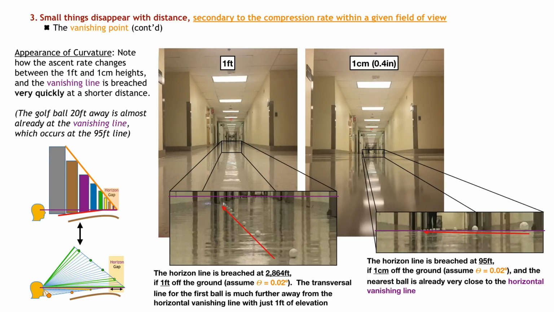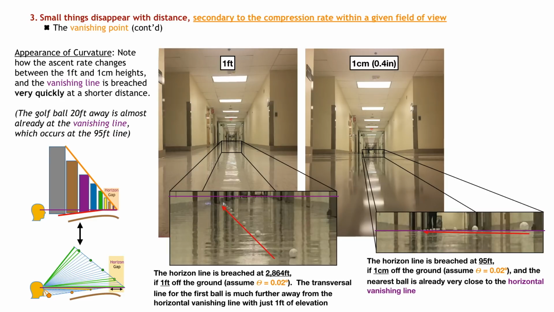So again, the golf ball is 20 feet away, it's almost already at that vanishing line. So the horizontal line for the 1 foot height is breached at 2,864 feet if 1 foot off the ground, assuming 1 arc minute, and the transversal line for the first ball is much further away from the horizontal vanishing line with just a 1 foot elevation.